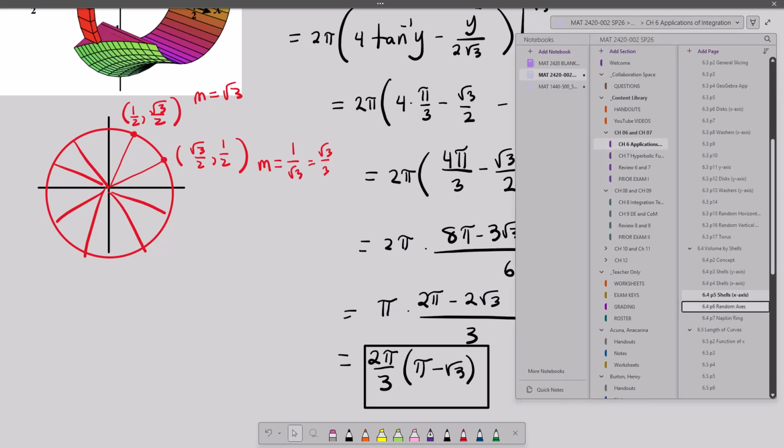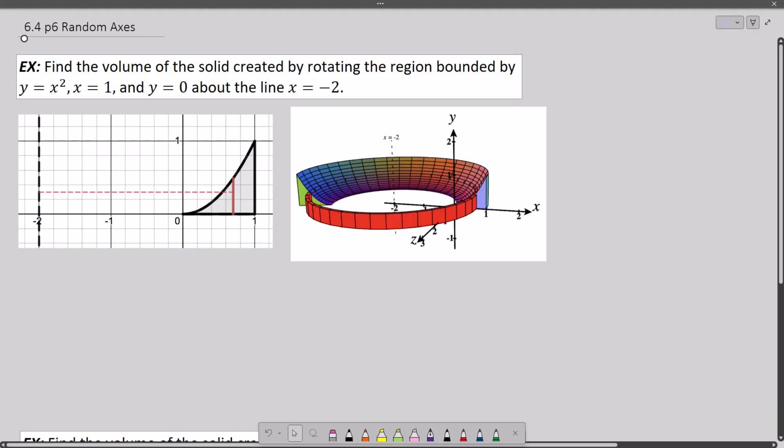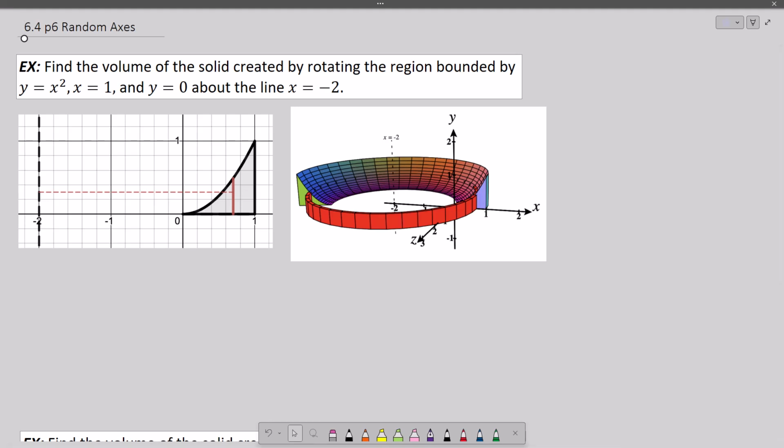All right, let's try one more here where we're going to rotate. We're going to up the ante right out of the gate. We're rotating around x equals -2. So our axis of rotation is not a coordinate axis. It's that.